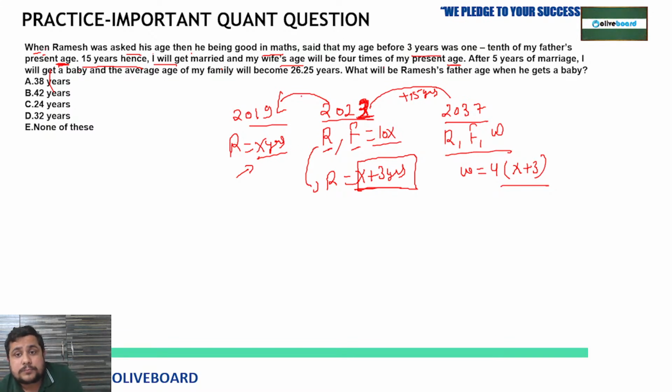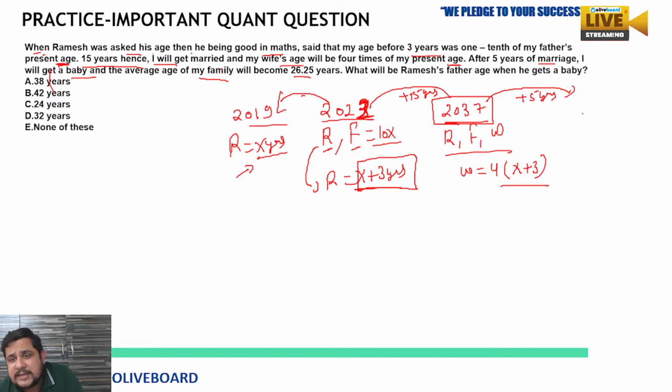Now, after 5 years of marriage, I will get a baby, and the average age of my family will become 26.25. So after how many years? After 5 years of marriage, he will get married in 2037, so after that, 5 years, we can say 2042. So whenever you are seeing this kind of data, you just have to capture it like this. It will help you to maintain the data, plus no need to go again and again to the question. You will have all the data in one shot, in short detail.